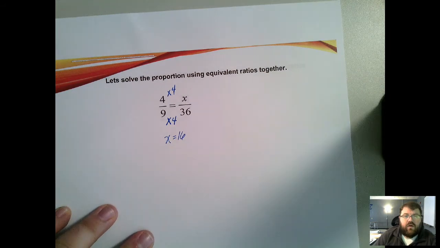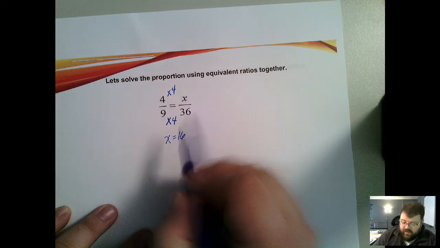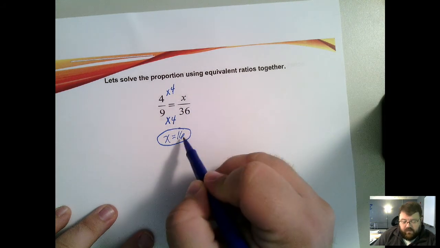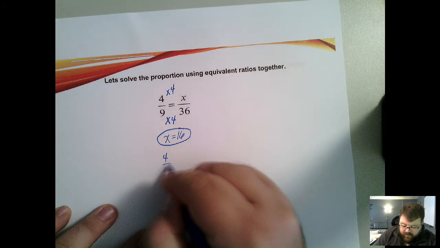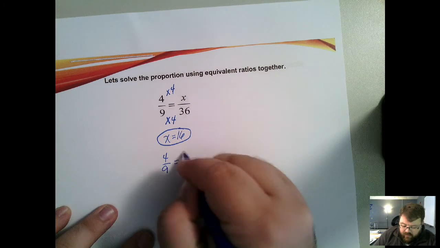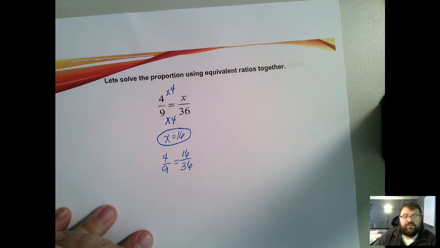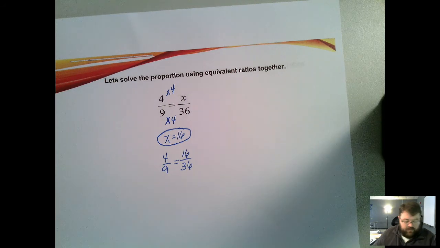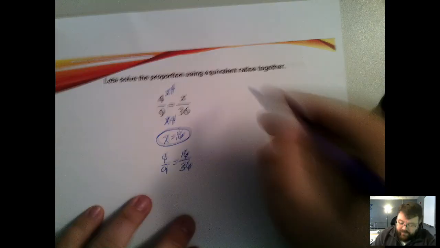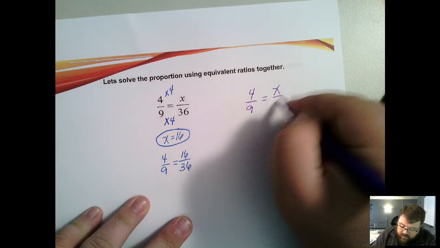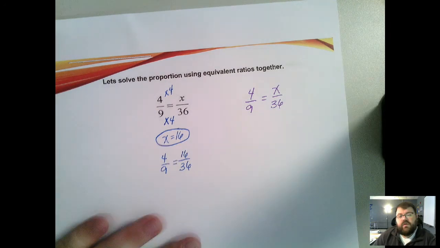Because remember, the whole purpose of this is to replace the value of your variable with a number that would make the two ratios equivalent or equal to one another. Let's do the next one. So the next way is the butterfly way. We have the butterfly method, which is 4 over 9 is equal to x over 36.